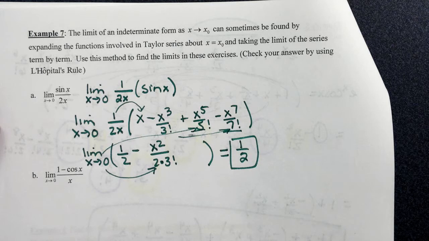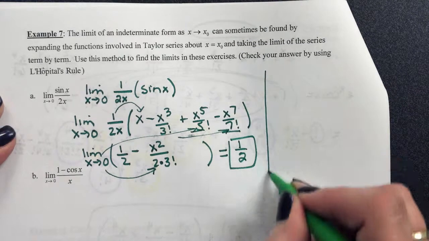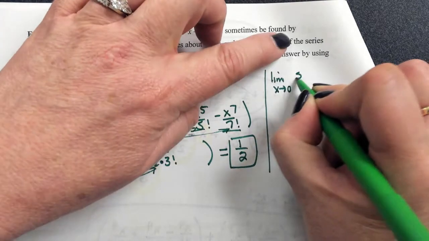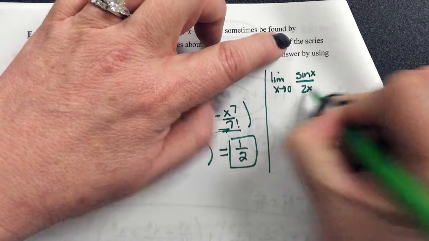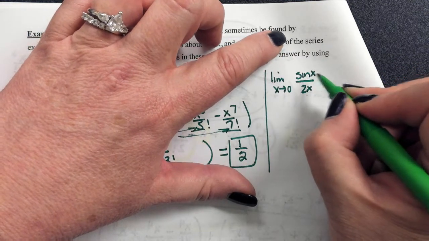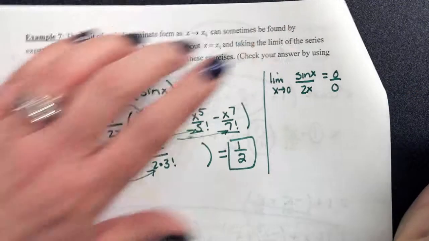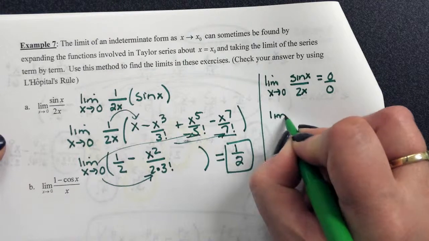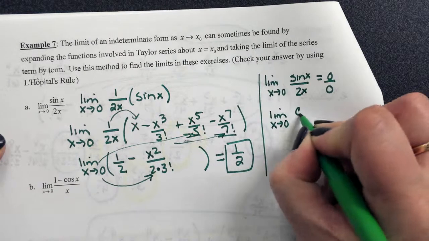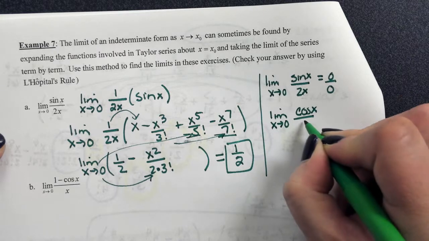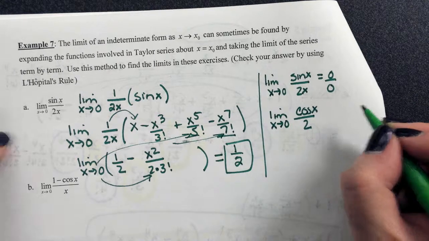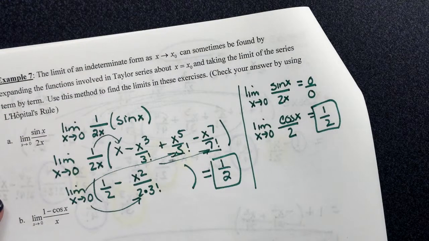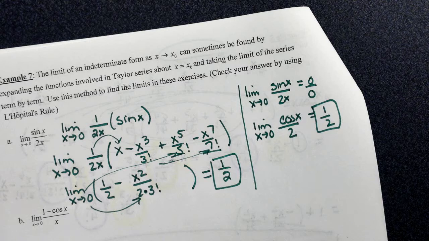Yes, you could have done this through L'Hopital's rule. To check this, if you did this by L'Hopital's rule, the limit as x goes to 0 of sine x over 2x, when I plug 0 in for sine, sine is 0, 0 over 0. I get the indeterminate form. So then I can take the derivative of sine, which is cosine, and the derivative of 2x, which is 2. And the cosine of 0 is 1, so that's also how you get the 1/2. But you can also use Maclaurin series for limits as well.